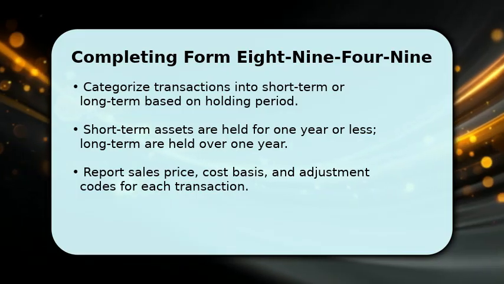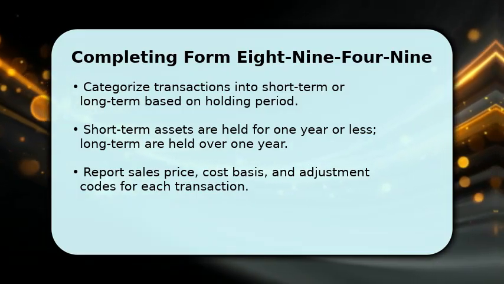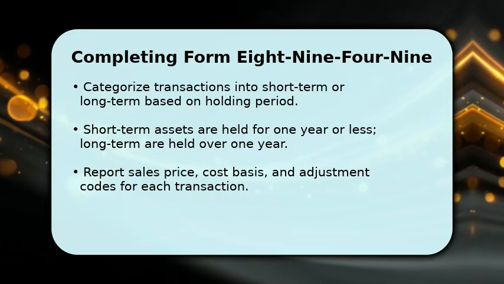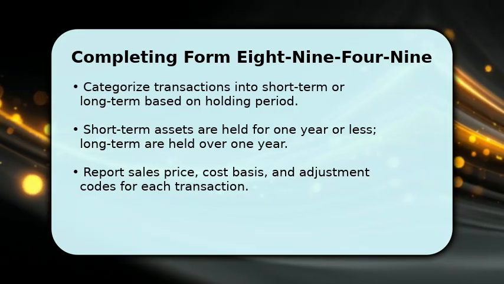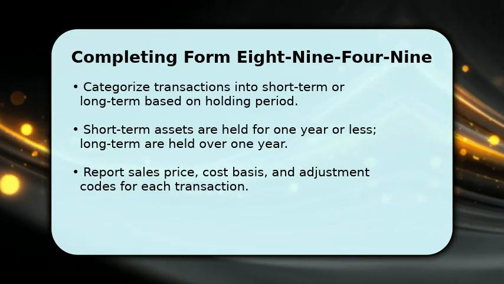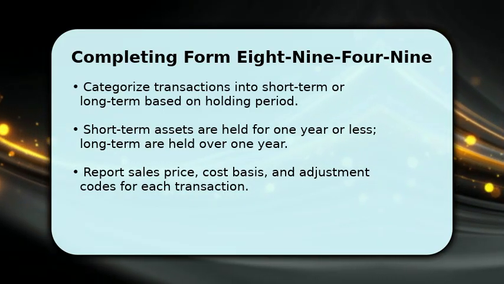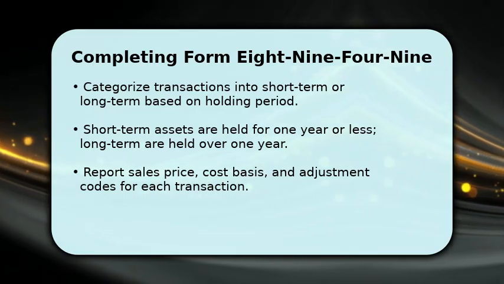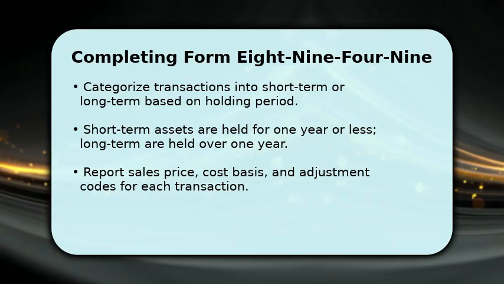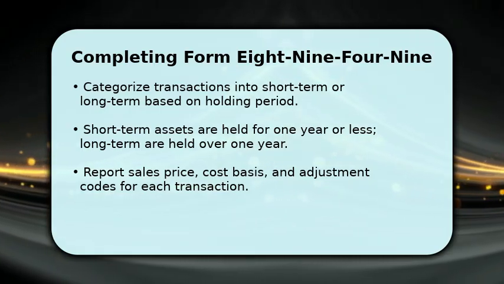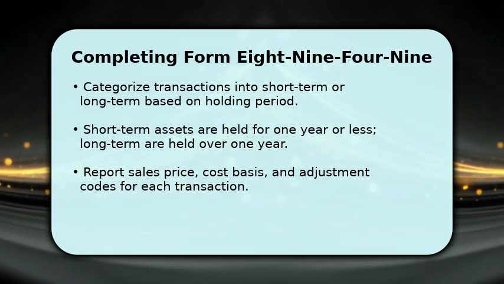You'll need to list each sale of capital assets, categorizing them as either short-term or long-term. Short-term assets are those held for 1 year or less, while long-term assets are held for more than 1 year. For each transaction, enter the description of the property, the date acquired, the date sold, the sales price, and your cost or other basis. Don't forget to include any adjustment codes if applicable.